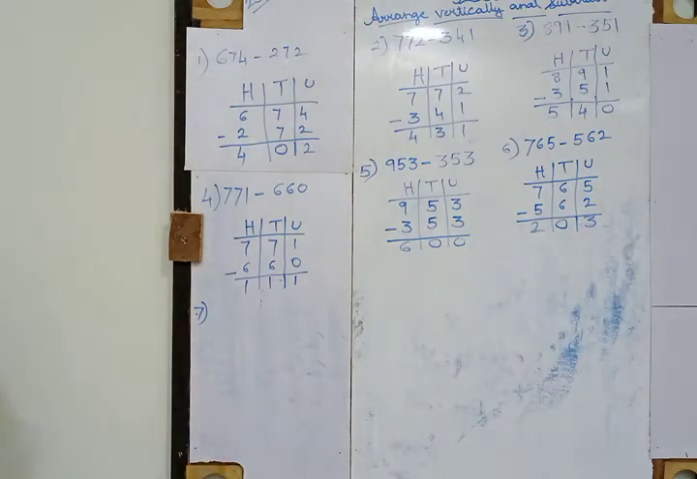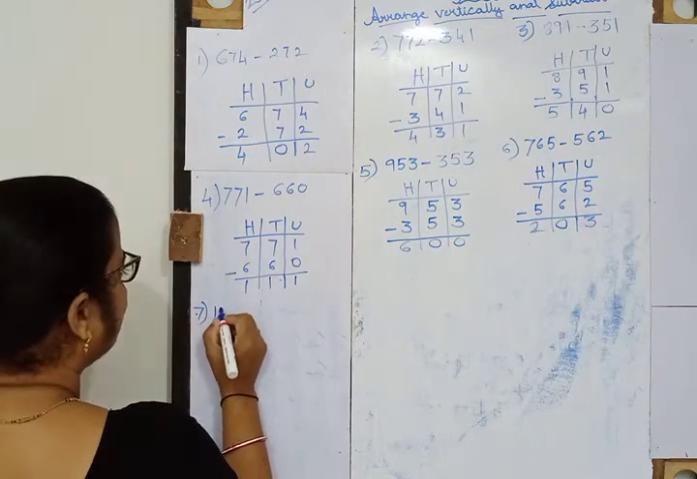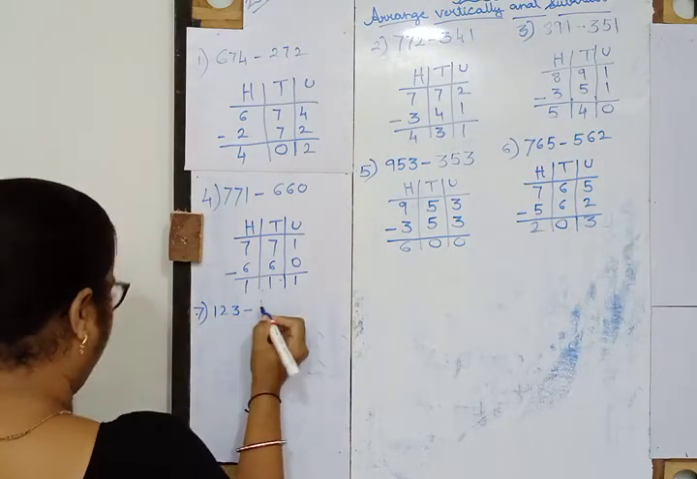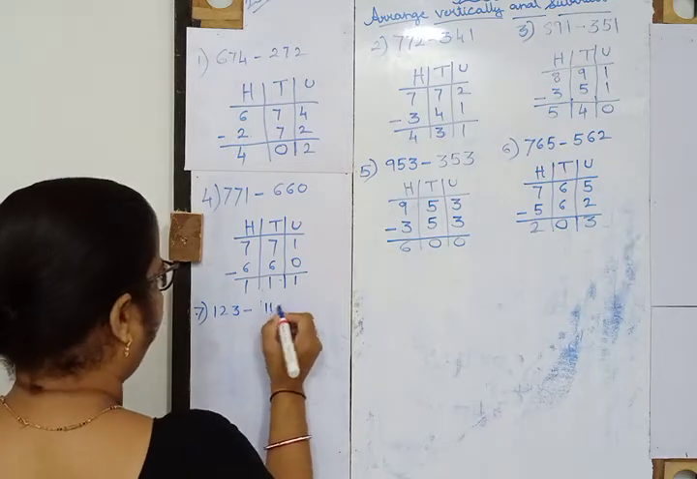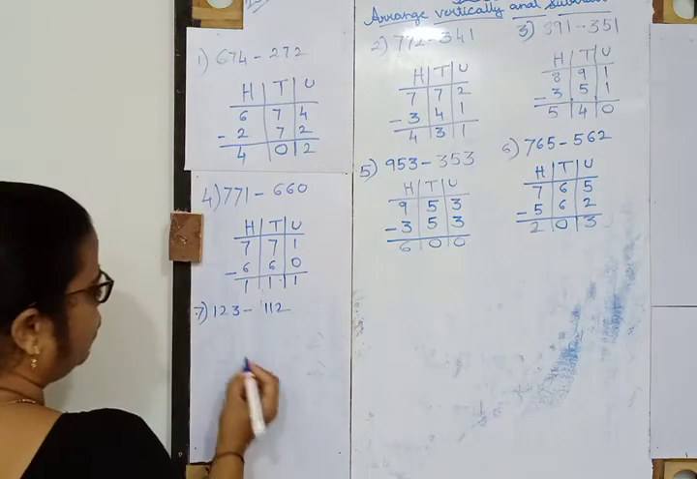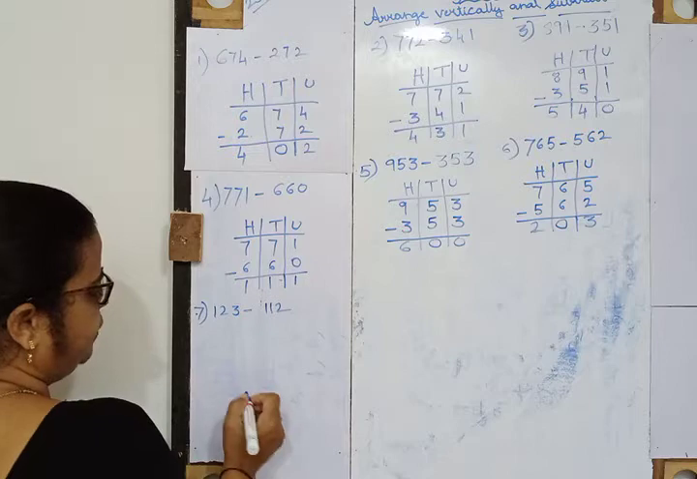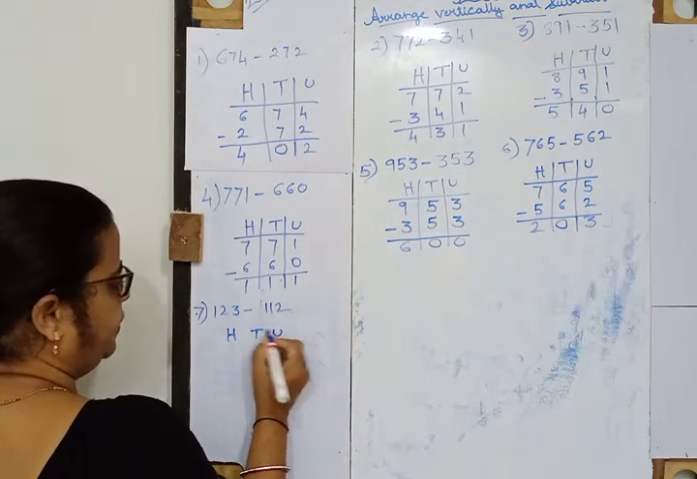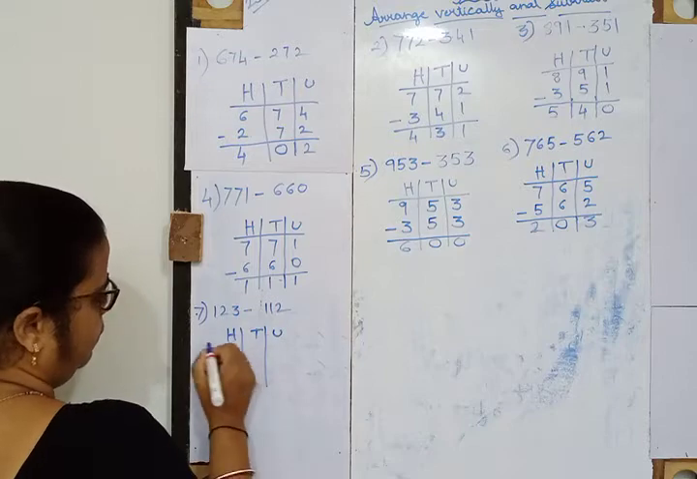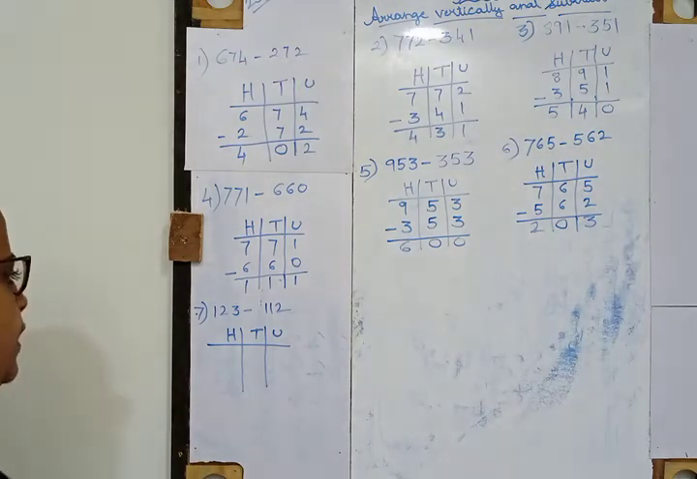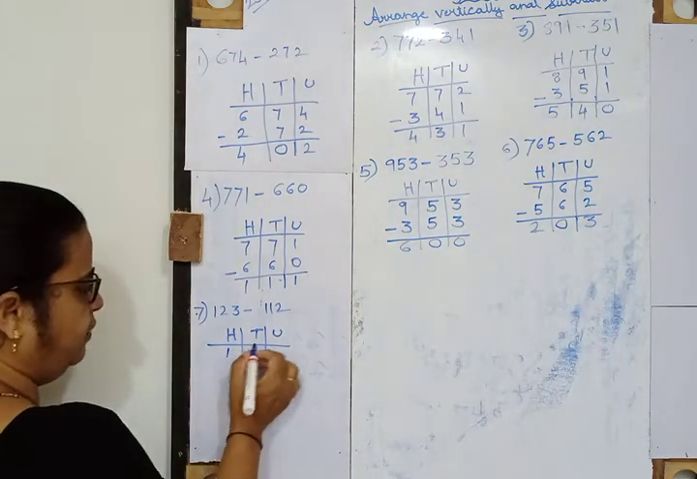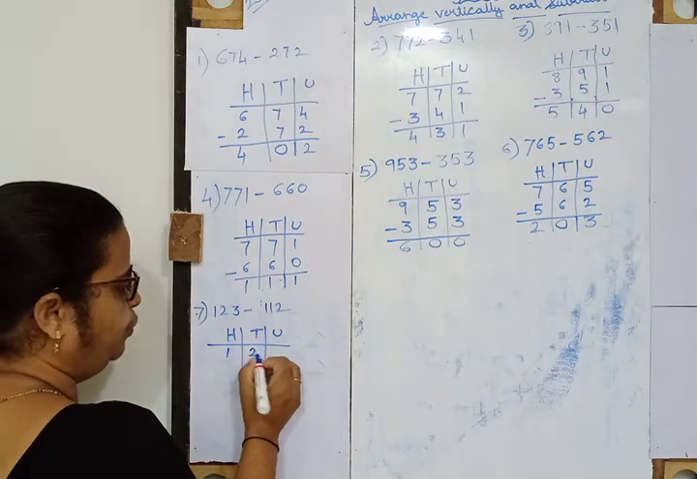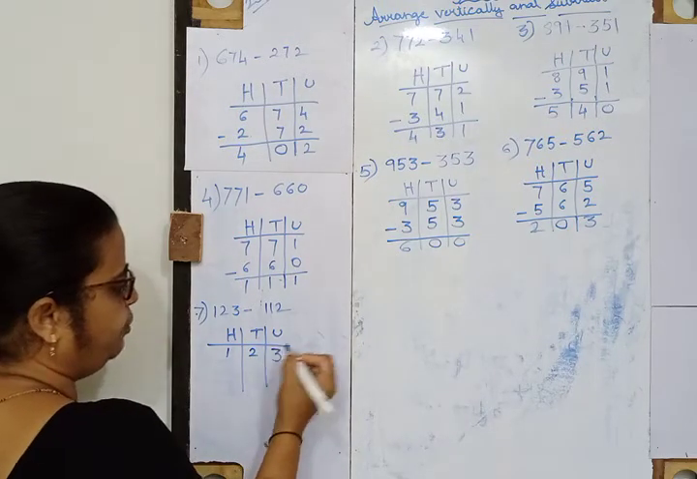Same way you have to solve this. So 123 minus 112. So first we arrange this vertically. So write here hundreds, tens, units. In the hundreds column I am going to write 1. In the tens column I am going to write 2. In the units column I am going to write 3.